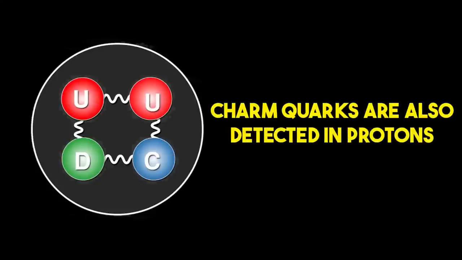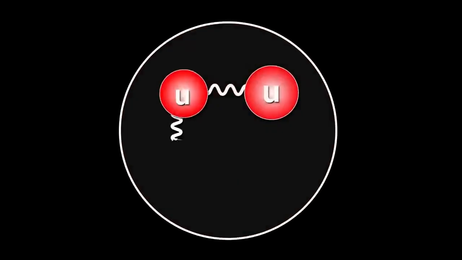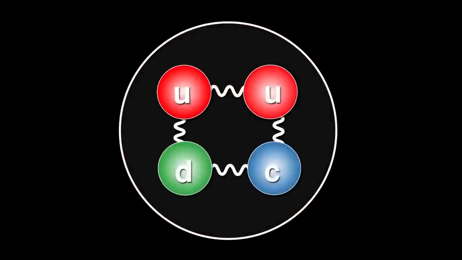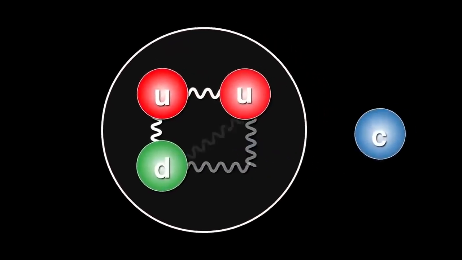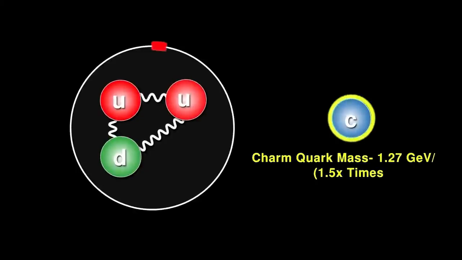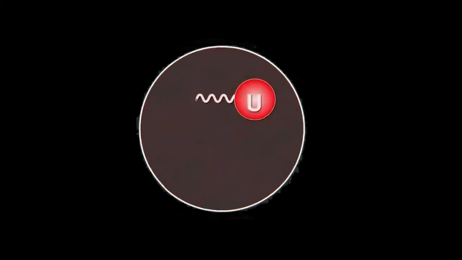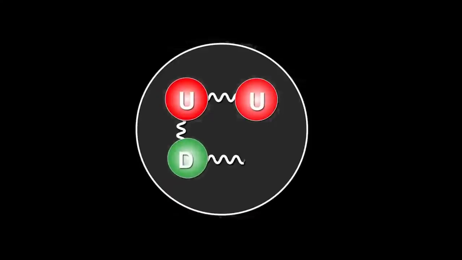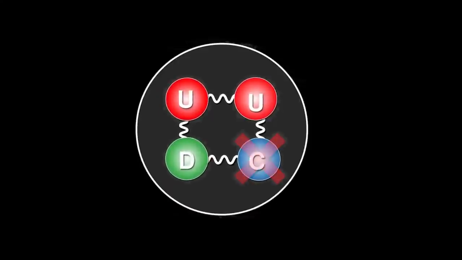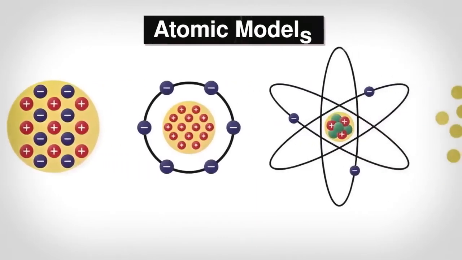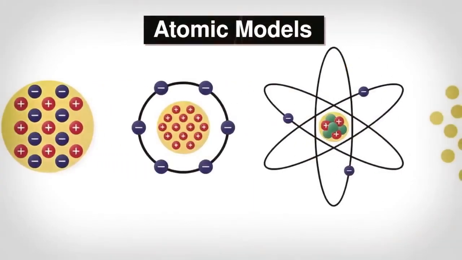in protons. However, what makes this discovery intriguing is that the charm quark's mass is about 1.5 times greater than that of a proton. This implies that theoretically, the likelihood of a charm quark being inside the proton is almost impossible. On the contrary, there is substantial evidence supporting the occurrence of such events, and this phenomenon has been observed since the inception of atomic models.